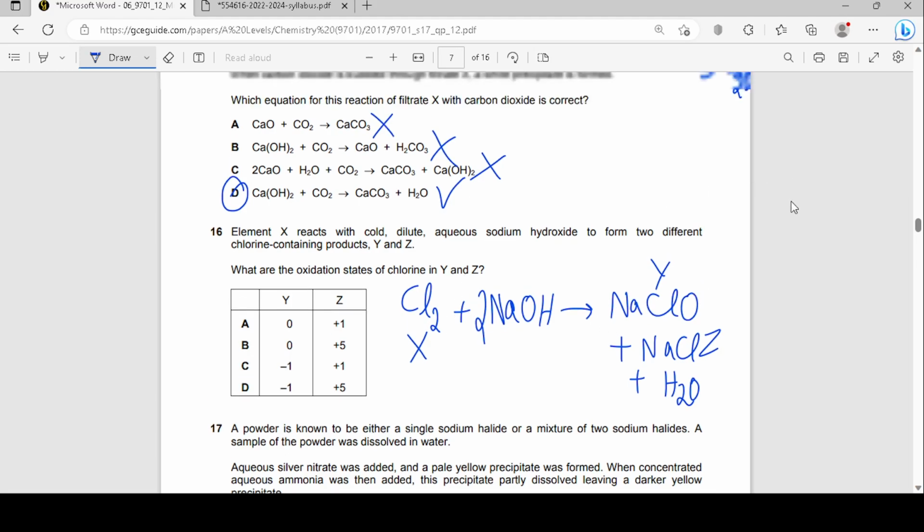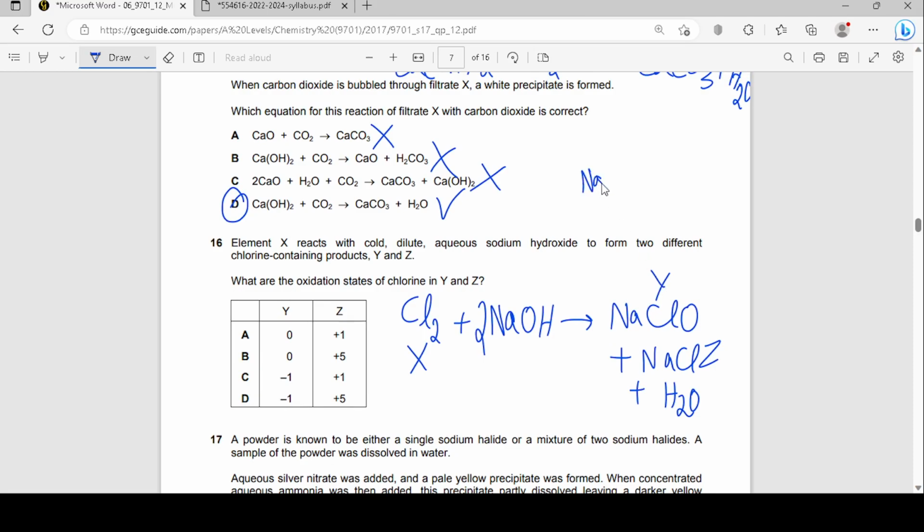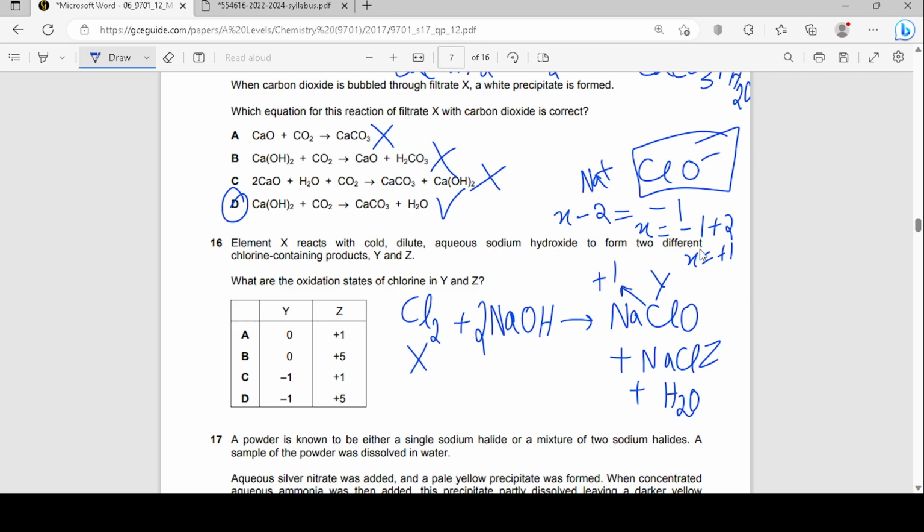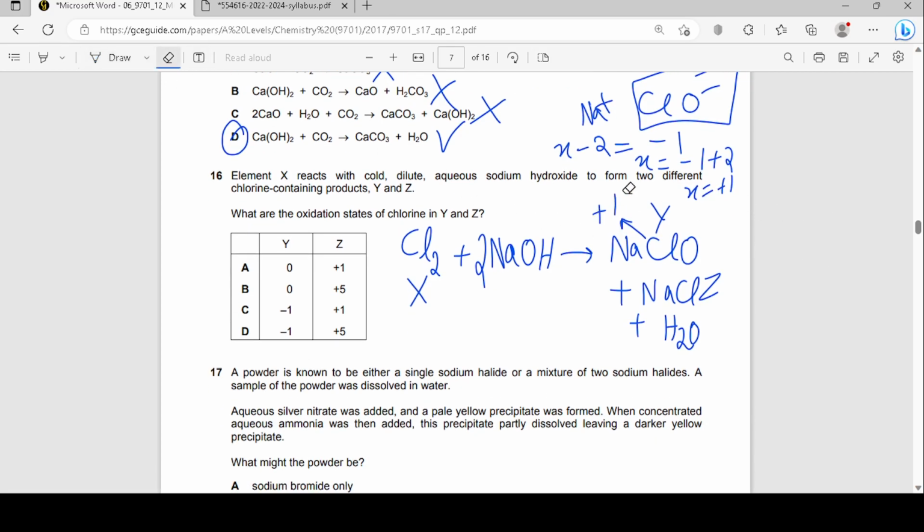So NaClO. So there you have the Na+ ion and the ClO- ion. Right? So in ClO-, let's take the oxidation state of chlorine as X. Oxygen has a fixed oxidation state of -2, so X - 2, and the overall charge of the ClO- ion is just -1. We're going to equate this to -1, then X equals -1 plus 2, so X equals +1. So in NaClO, your chlorine has an oxidation state of +1.